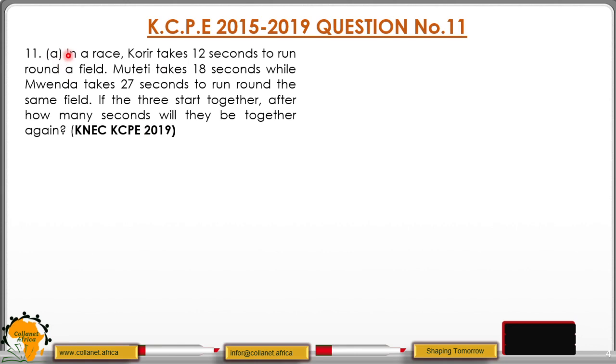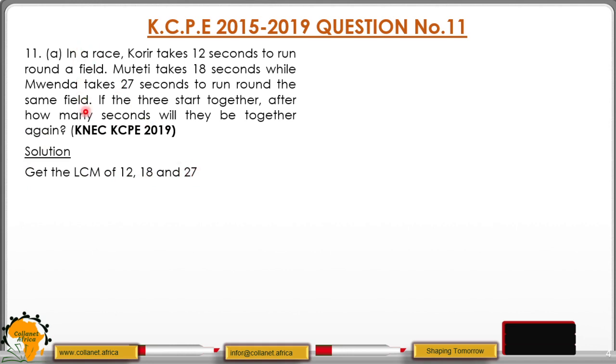It went like this. In a race, Coril takes 12 seconds to run around a field. Moteti takes 18 seconds while Mwenda takes 27 seconds to run around the same field. If the three start together, after how many seconds will they be together again? So solution. Get the LCM of 12 seconds, 18 seconds, and 27 seconds.